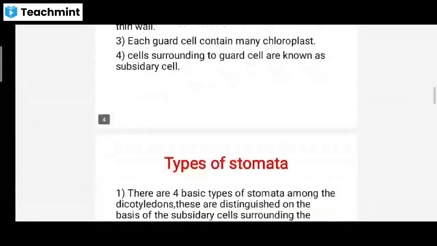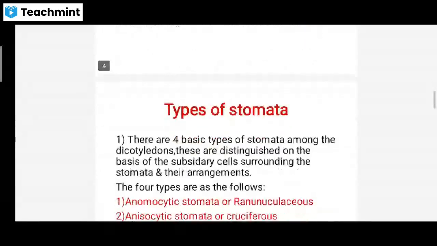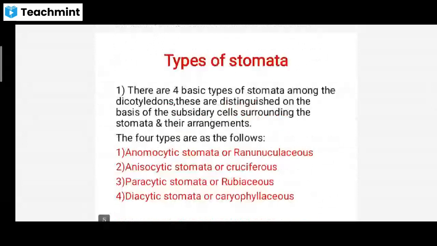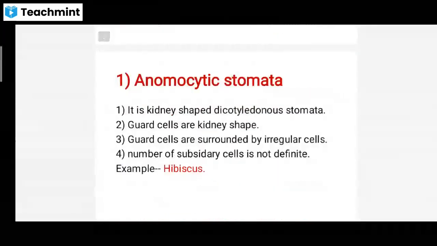Next, types of stomata. There are four basic types of stomata. Among the dicotyledons, these are distinguished on the basis of the subsidiary cells surrounding the stomata and their arrangements. First type, anomocytic stomata. Second, anisocytic stomata. Third, parasitic stomata. Fourth, diacytic stomata.